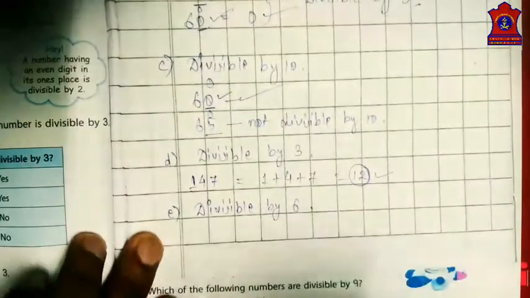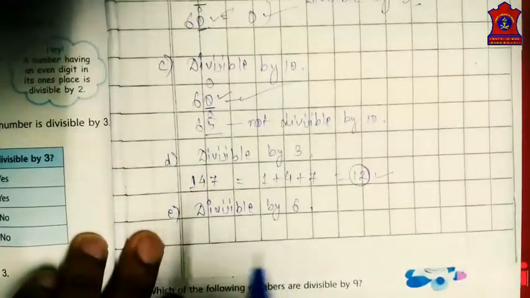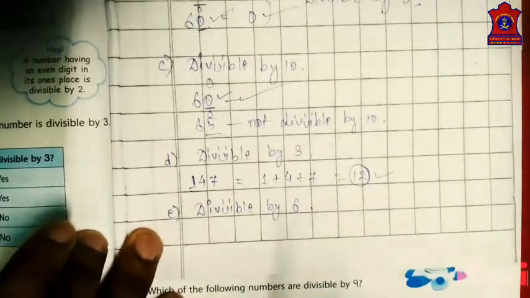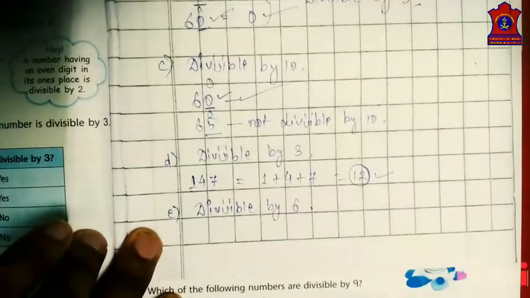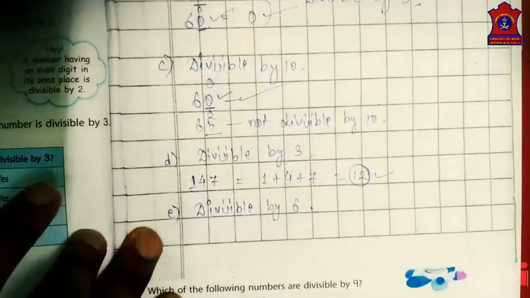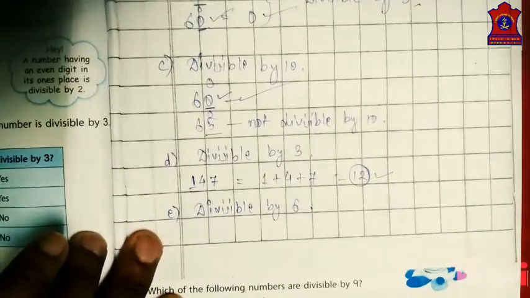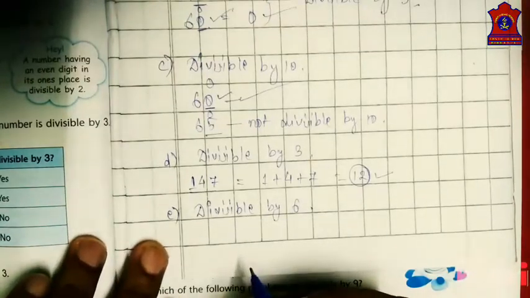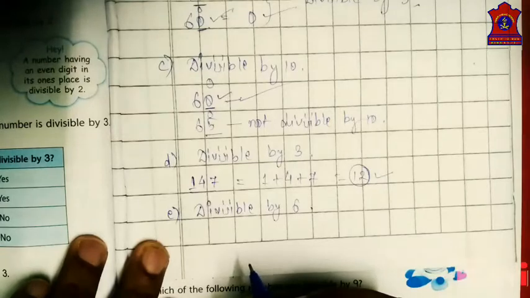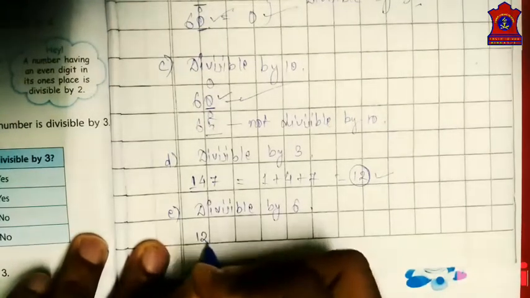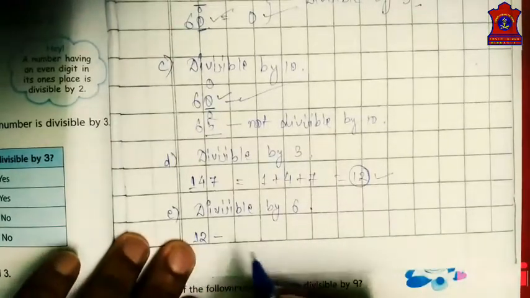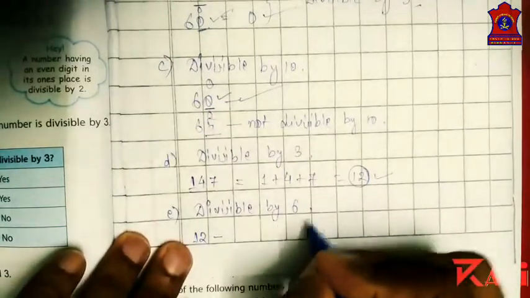See, a number is divisible by 6 if it is divisible by both 2 and 3. Or you can say that a number is divisible by 6 if it passes both the divisibility of 2 and 3. Say for example, if I'm taking a number like 12. 12 is a number. Now check whether 12 is divisible by 2 or not.